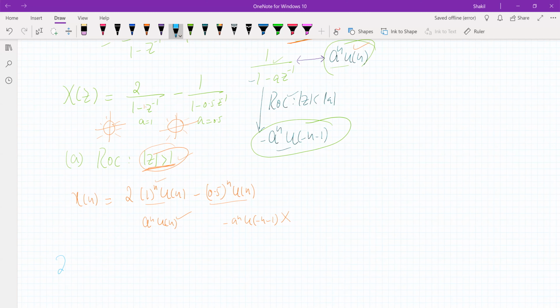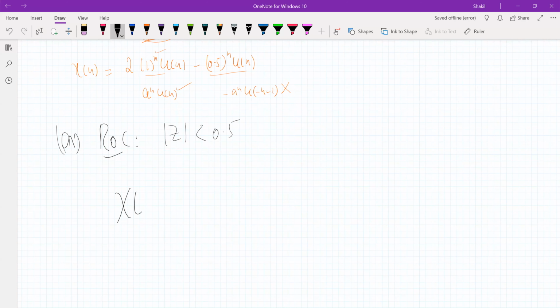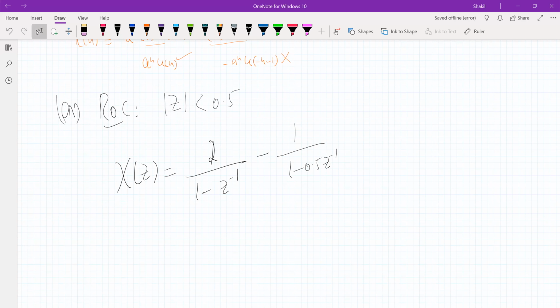Now, the second case. Let me take the second example. Suppose the ROC was given like this: the ROC is less than 0.5. So the ROC is inside 0.5. So the region of convergence of the whole Z transform is the region of convergence of this, which I think was 2 minus 1 by 0.1. Now, the region of convergence is less than 0.5, so it's satisfying that definition.